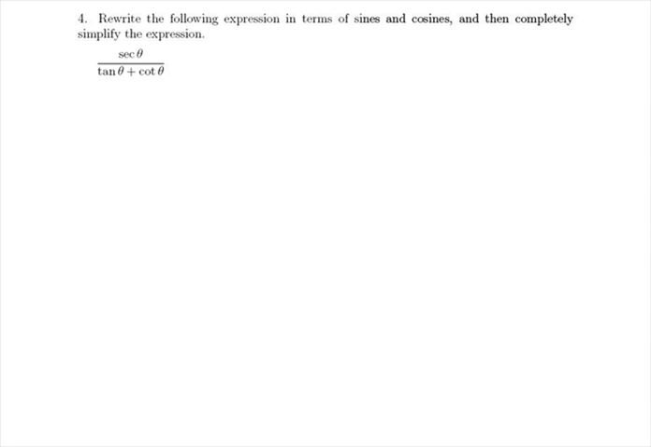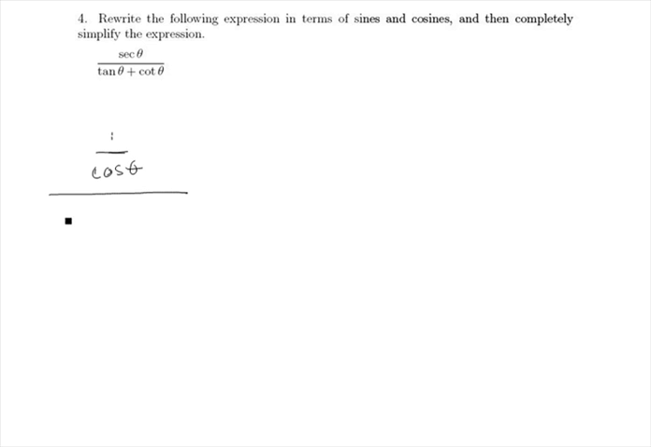In this problem, we're asked to rewrite the following expression in terms of sines and cosines and then completely simplify. So let's begin with the numerator. Secant of theta is defined to be 1 over the cosine of theta. So on the very top, we have 1 divided by the cosine of theta.